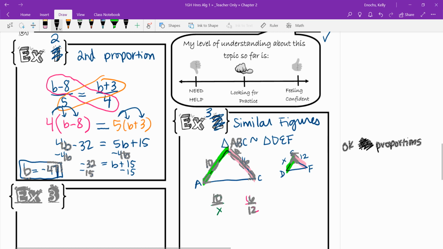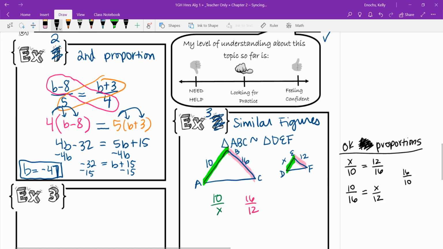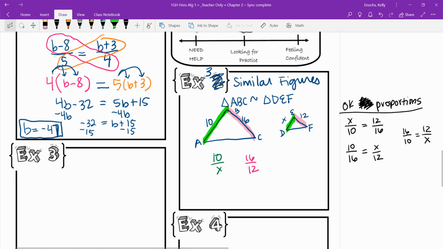And they would all give you the same answer at the end. There are a couple not okay, and I'll show you those in a minute. So it would be okay to flip both of these fractions, x over 10 and 12 over 16. That would be okay. It would be okay to put 10 with 16 in a fraction because they're in the same triangle, the ABC triangle, and then x over 12. And then you could also flip that and do 16 over 10 and 12 over x. All of those would be acceptable okay proportions for you to solve.